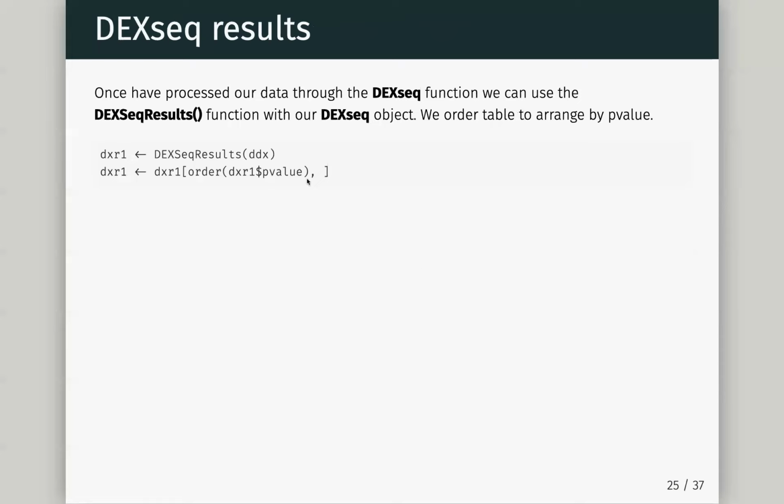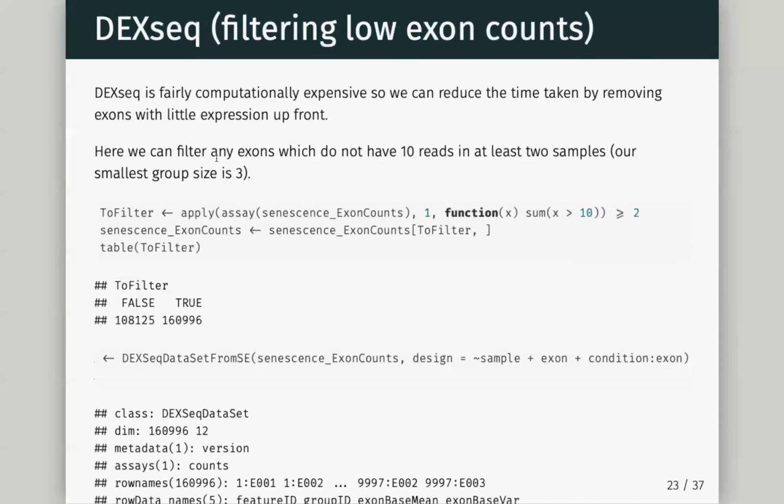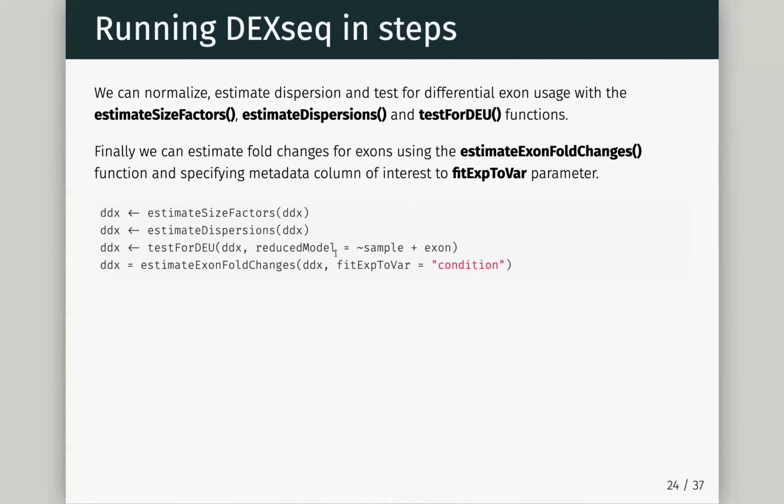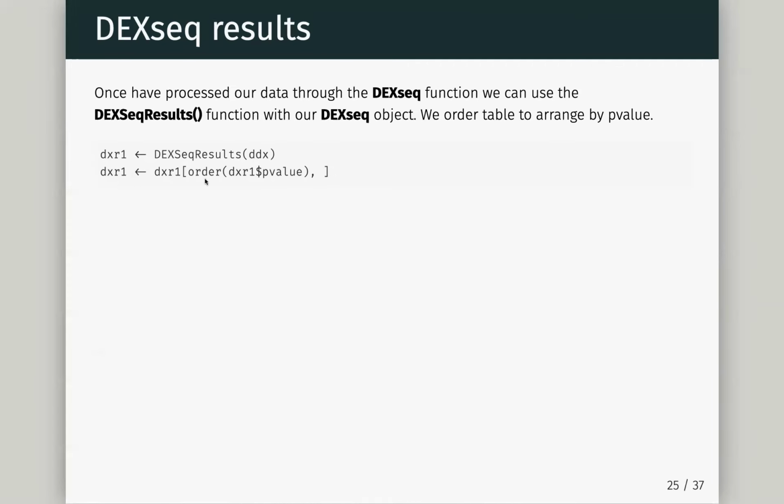Once we have processed our results through this, we can run just like we had DESeq results, we have DEXseq results. We're only ever going to have one result type here though, right? Because we're always comparing our full model to this reduced model. And then like most results, I will order it by p-value. So I have the most significant at the top and the least significant at the bottom.